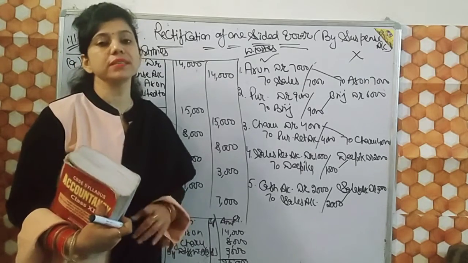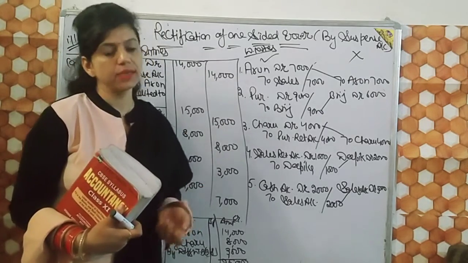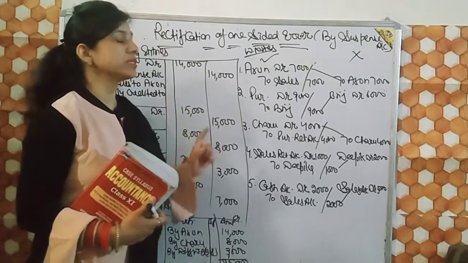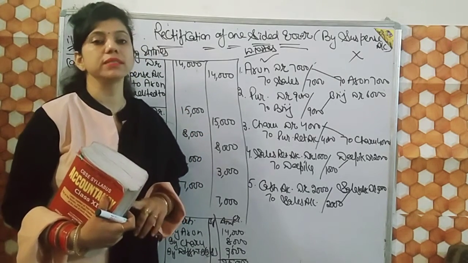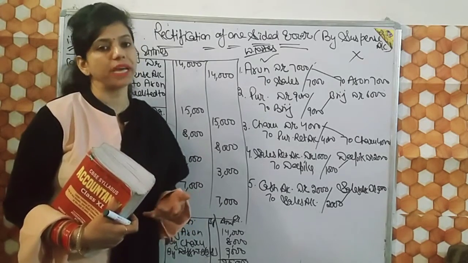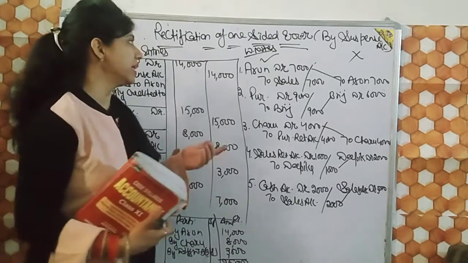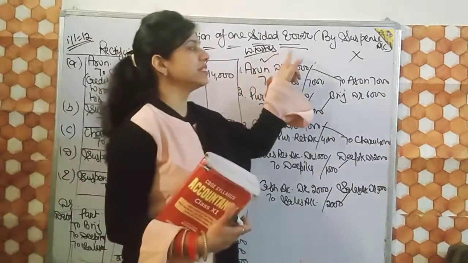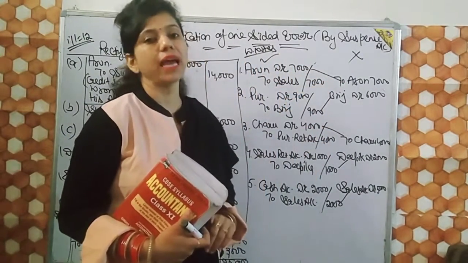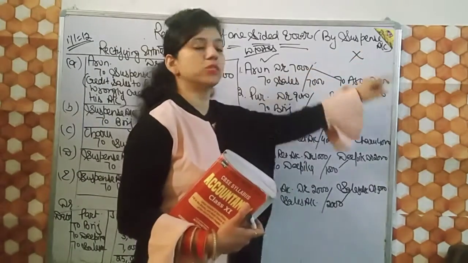Previously we have discussed how to solve two-sided errors. So now I am going to discuss one-sided errors. Errors which affect the trial balance, that means which can be disclosed by preparing trial balance, are called one-sided errors. So how can one-sided errors be resolved? These errors can be resolved by preparing a suspense account.